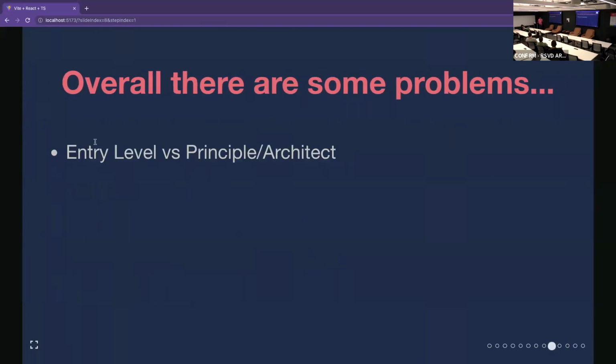Okay, so overall, there were some problems here. First, I want to talk about what we expect out of someone when we hire them and when they're starting off, right? Entry level versus principal or architect. At my job, we have an entry level person and I have a principal. And if I need something done with authentication, I don't go to my entry level person, right? I don't need them to do that. They can learn about it and they can grow and develop. And I might even have them pair with the principal while they integrate it.